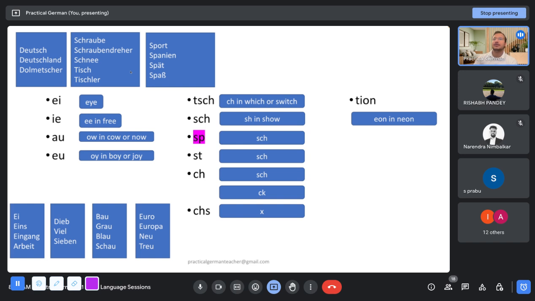Please read this now here as well, so SCH, SP, ST, they all are. For SP I have written SCH, that means SC, it's the same thing. Pronunciation is still sh. Please read.